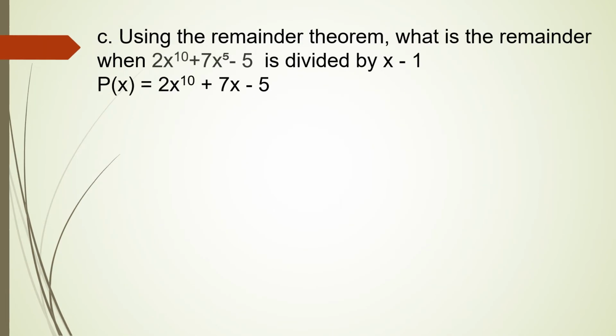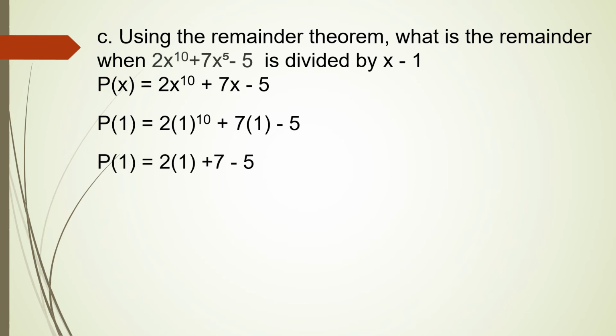So using the remainder theorem, what is the remainder when 2x to the 10th power plus 7x to the 5th power minus 5 is divided by x minus 1? So the given p of x is equal to 2x to the 10th power plus 7x minus 5. And we know that x is equal to 1, so it becomes p of 1 is equal to 2 times 1 raised to the 10th power plus 7 times 1 minus 5. So we substituted all x by 1.